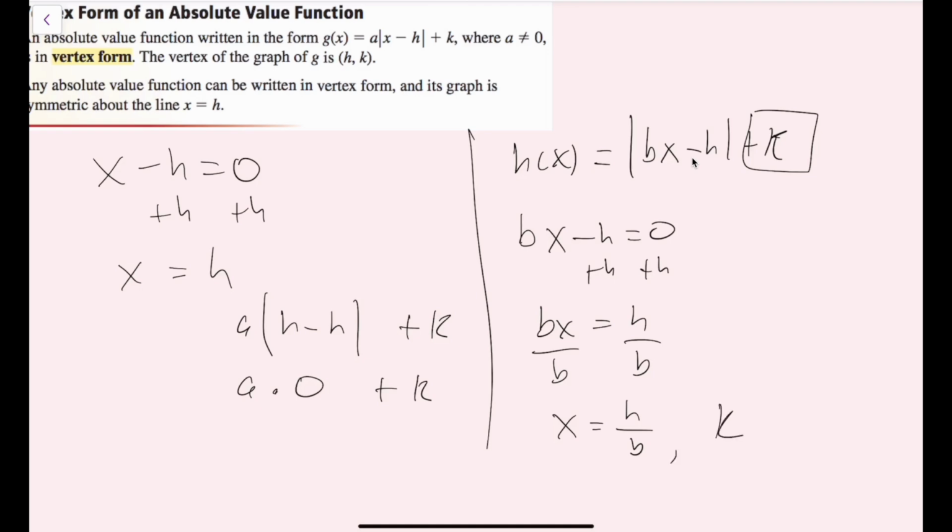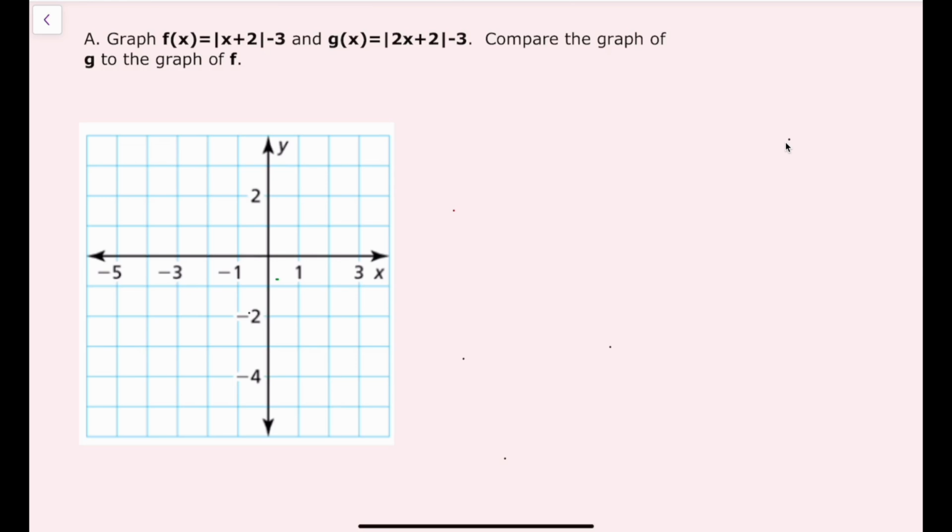So even if it's not in vertex form, you can still find the vertex by setting the inside of this absolute value expression equal to 0. And then when you plug that in, the whole thing will go away. And then you'll be left with the y value of your vertex. And then you use that to graph. So for this example, we're going to graph f of x equals the absolute value of x plus 2, all minus 3, and then g of x equals the absolute value of 2x plus 2, minus 3. And then we're going to compare the graph of g to the graph of f.